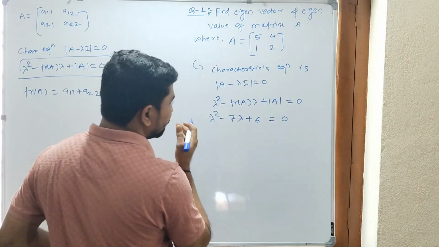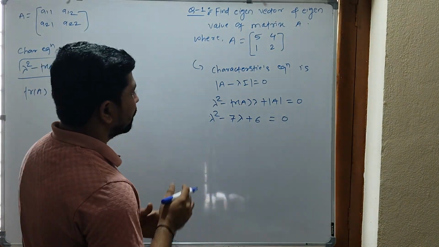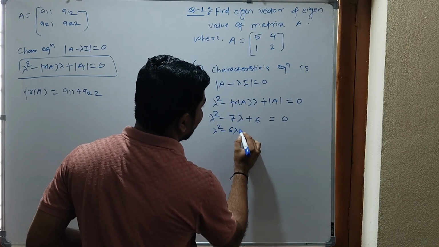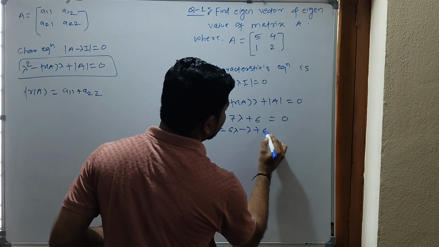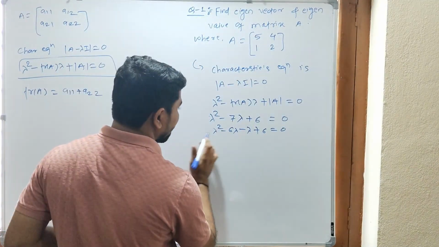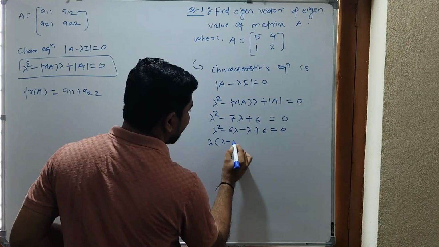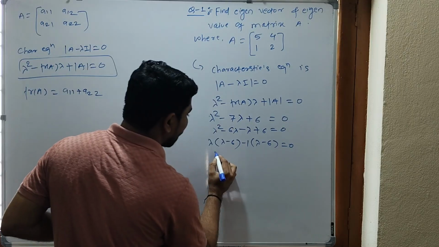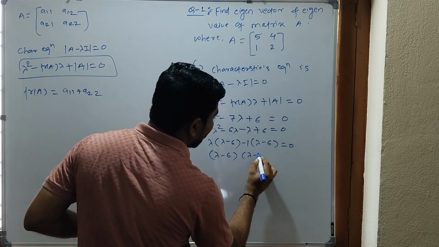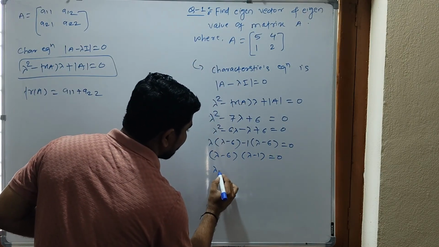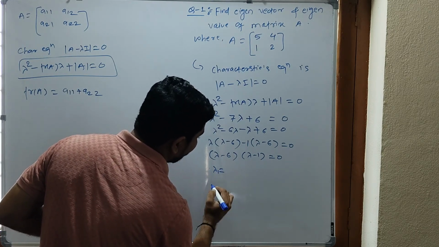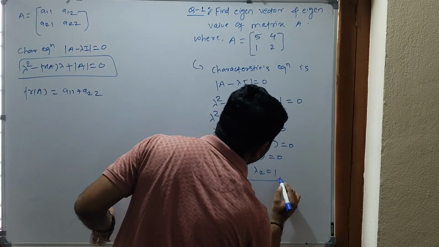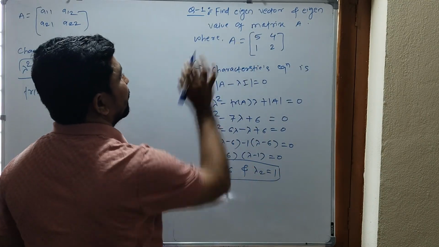From here, I will write lambda square minus 6 lambda minus lambda plus 6 equal to 0. I am finding the roots of this quadratic equation. This is the same as lambda common, lambda minus 6, and taking minus 1 as common, lambda minus 6, which is equal to 0. So lambda minus 6 and lambda minus 1 is equal to 0. This implies lambda 1 equal to 6 and lambda 2 equal to 1. So these are the eigenvalues of my matrix A.